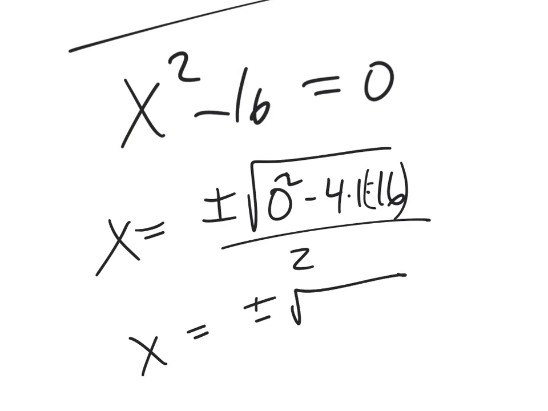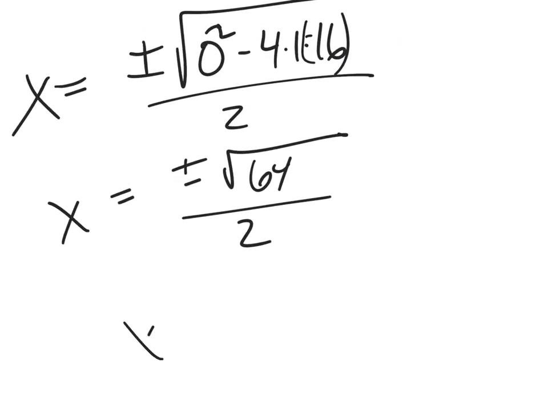Plus and minus the square root of 64 all over 2. Takes a while to get to those final answers of 4 and negative 4 that we know are eventually going to happen. But plus and minus 8 over 2. Ooh, I know what 8 over 2 is. Plus and minus 4. There's my answers.